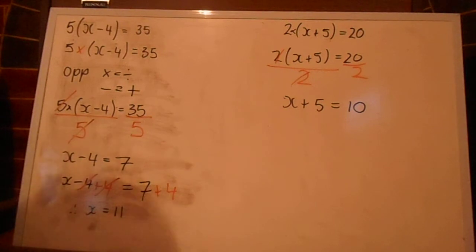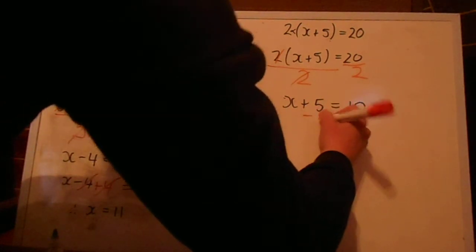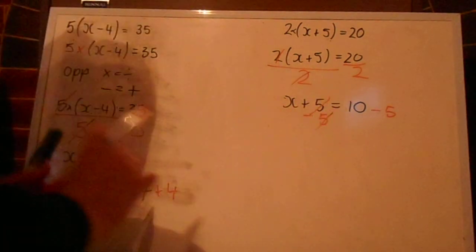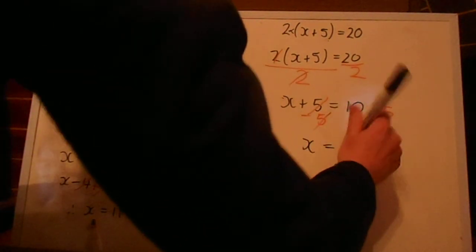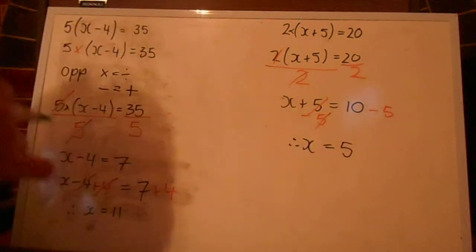Now in order to isolate our x, we need to get rid of this 5 here. So because it's a plus 5, we want to take 5 from both sides. And they will cancel out. And we'll be left with x equals, and 10 take 5 is going to be 5. So in this case, x is going to be 5.